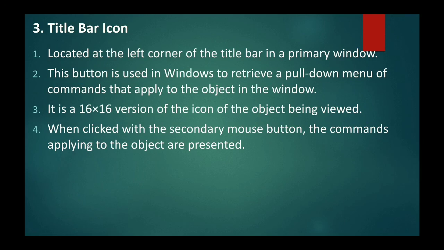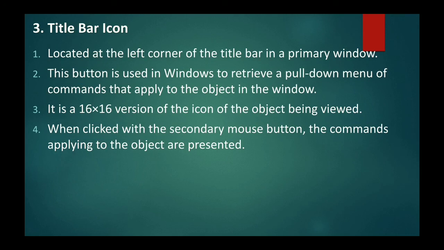So this is the icon which is placed on the left side, top corner of the window. This button is used in the window to retrieve a pull down menu of commands. If we click on that particular icon, there will be a pull down menu in which a number of options are available to interact with the object we have selected in the window. It is a 16 by 16 pixel version of the icon of the object being viewed.